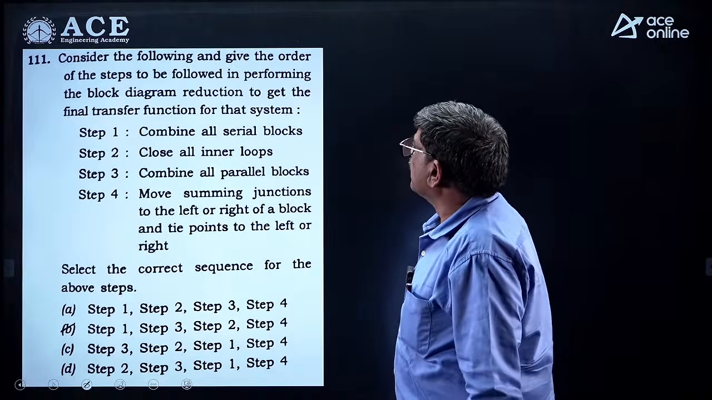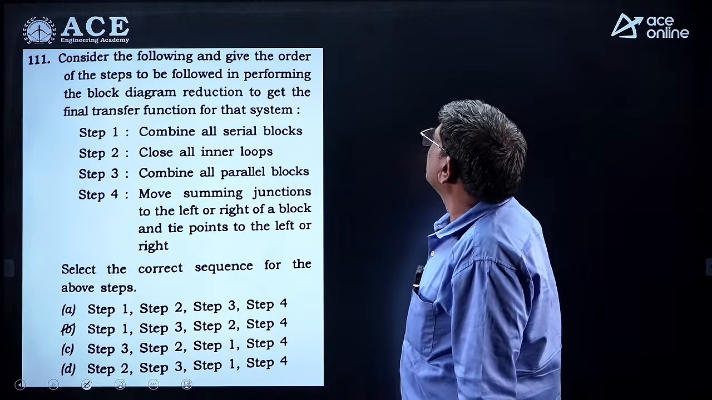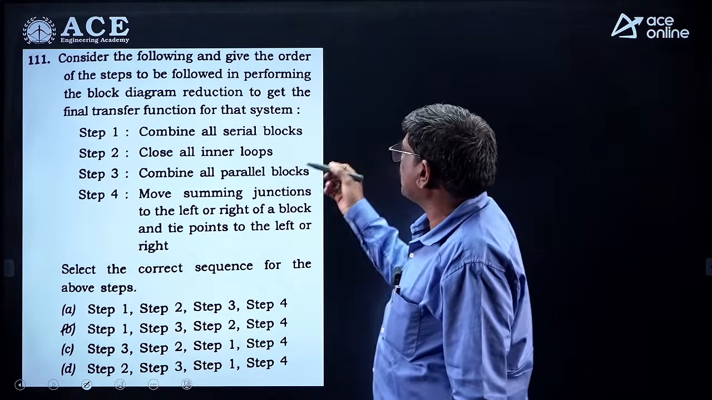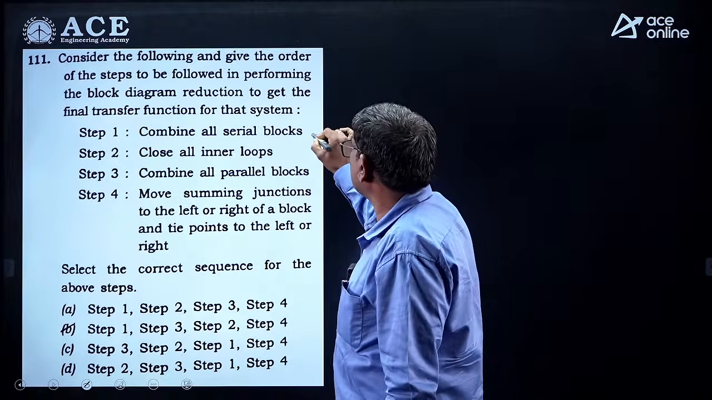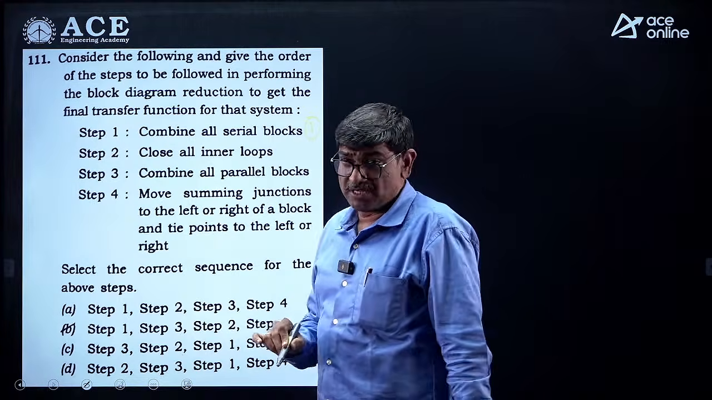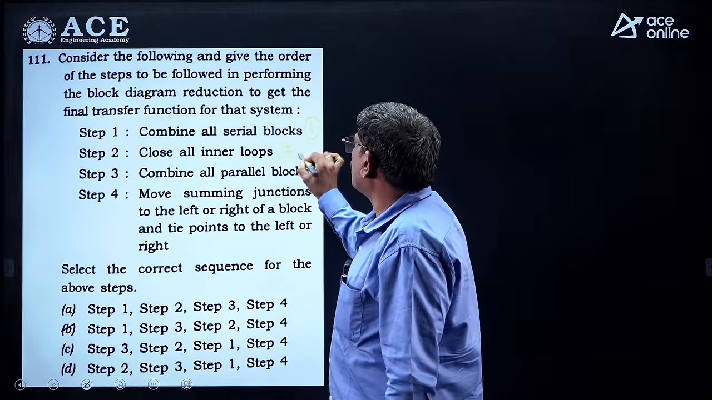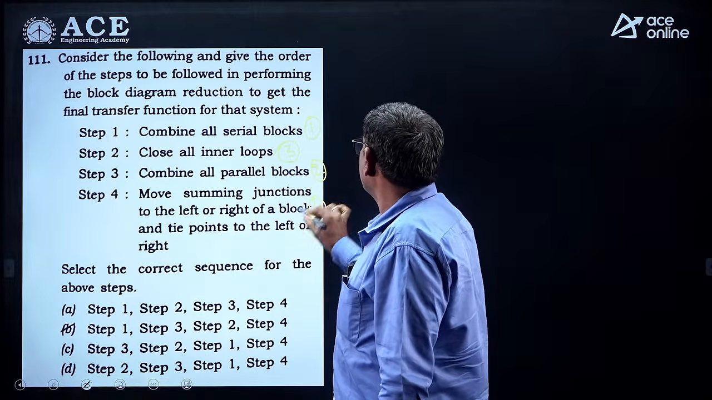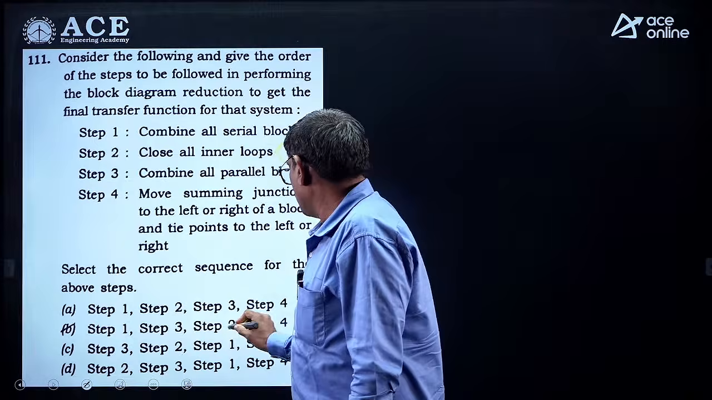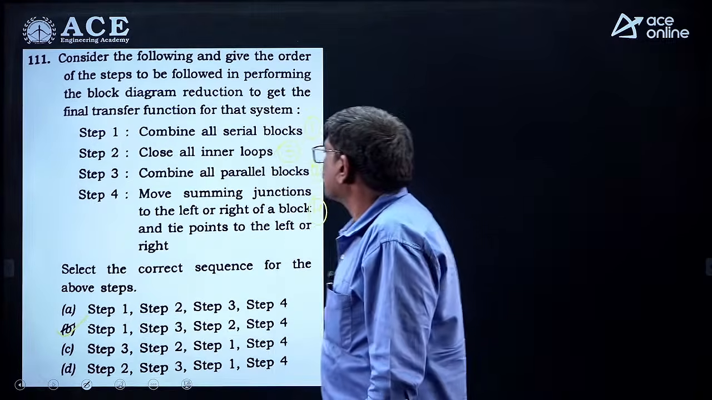D. Next, consider the following statement about the order of steps. We know it, we discussed it already. This is the first priority. So series combination. Next parallel, second priority. Next loops, third priority. This is fourth. So 1, 3, 2, 4, and answer B.